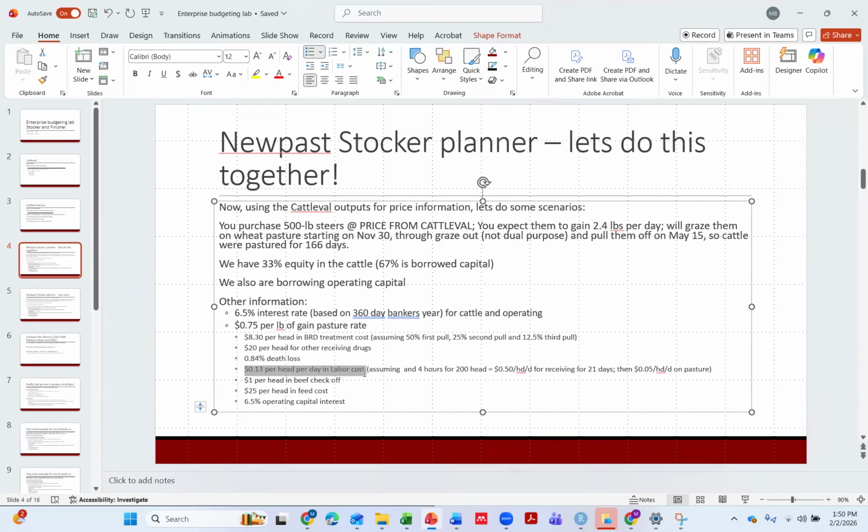We're going to assign a labor cost of 13 cents per head per day. That's assuming that we take 4 hours to check 200 head, and then 50 cents per head per day over a 21-day receiving period. And then we're assigning 5 cents per head per day while they're on pasture.